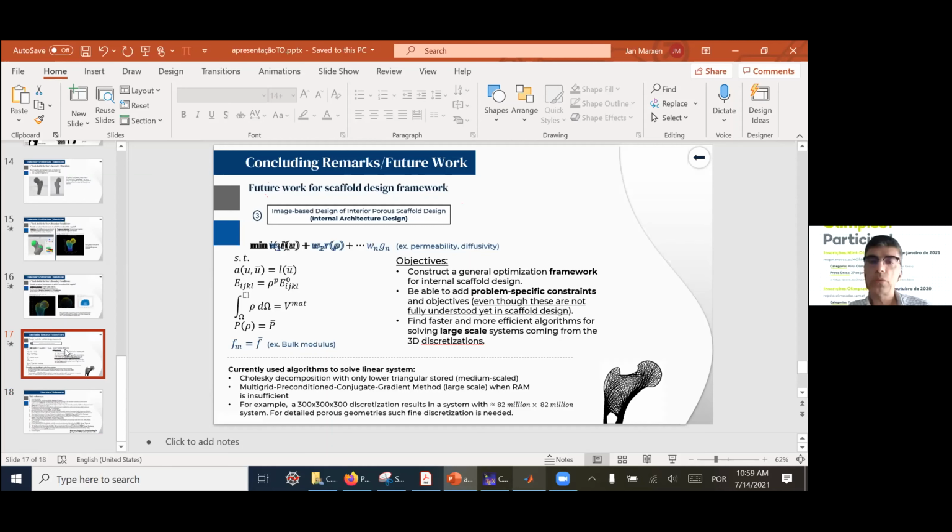What's the solver that you use? Which solver? The solver that we used was. You have several solvers that you can use.